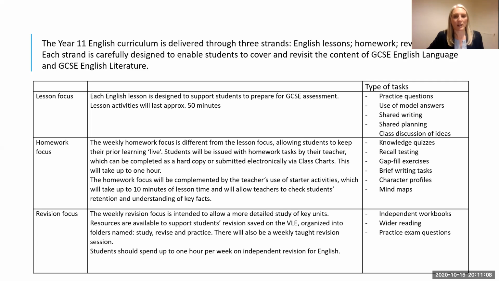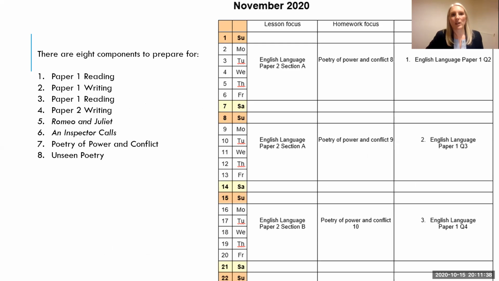The final strand is revision. This is much more independent. There is a revision programme which I'll go through in a little more detail in a moment. I would recommend that students start independently spending up to an hour a week revising English. That could include coming to a revision session after school. If they're not able to do that, there are also revision materials on the VLE, which I'll share with you in a moment. There are 8 different components of the exams for them to prepare for.